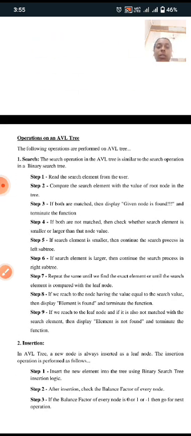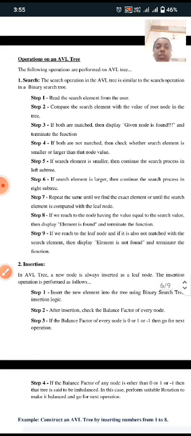Next, what are the operations of an AVL tree? We use the search operation, insertion operation and deletion operation. The search operation is similar to binary search tree operations. First read the search element from the user and compare the element with the root value. If the searching value is less than the root value, the comparison is done on the left side. If greater than the root value, the comparison is done on the right side.